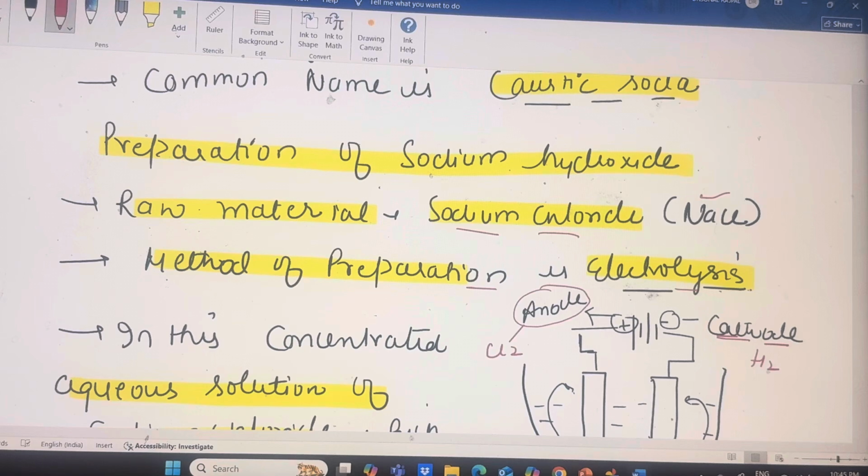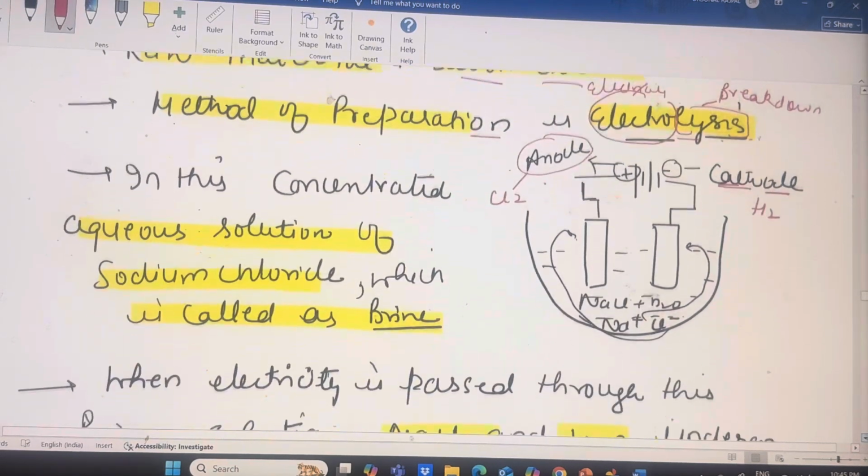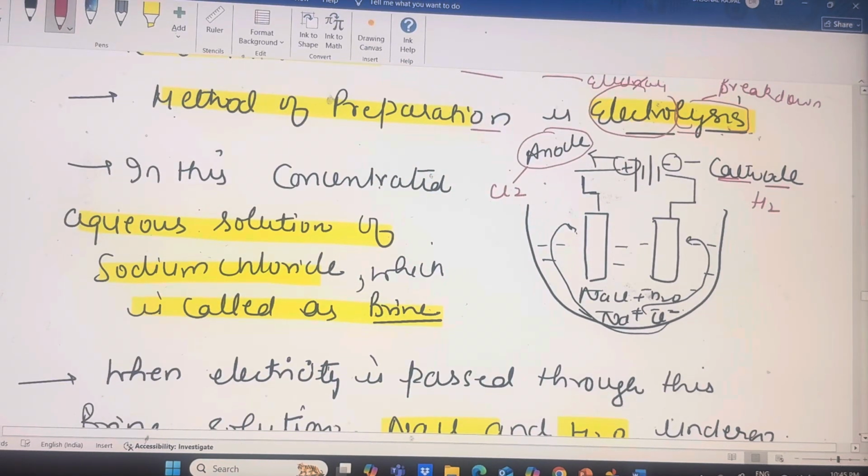First of all, I am going to talk about what is electrolysis. In electrolysis, lysis means breakdown and electro means with the help of electricity. Means with the help of electricity, we can do the chemical decomposition of a compound. And what is this compound, student? You want to know what is this compound which will undergo electrolysis to make sodium hydroxide?